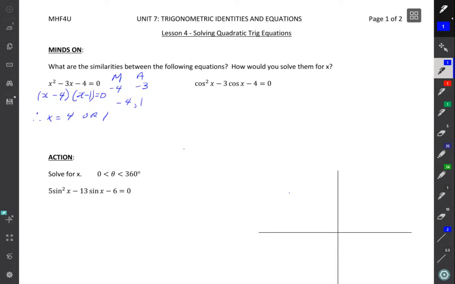So when we come over to this quadratic trig function, notice that we have the same pattern. We have something squared minus 3 times that something minus 4. In this case, it was an x. In this case, it's a cos x. So we can solve it the same way.